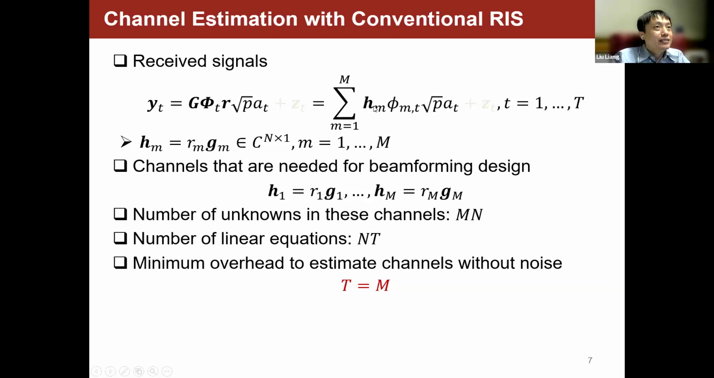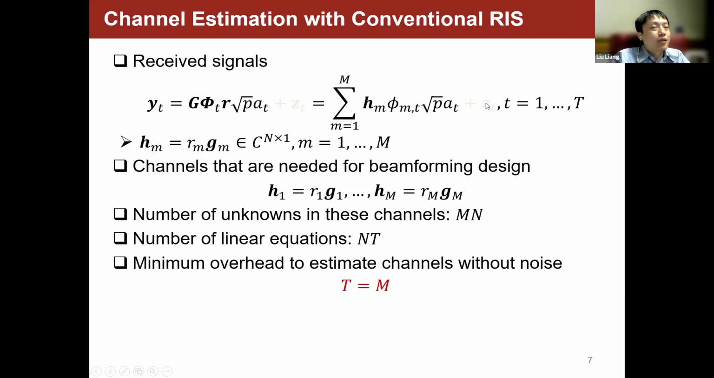And this is well known. I don't need to explain this in detail, but the thing is that we need to estimate M cascaded channels, h_1 until h_M. And each cascaded channel is an N by 1 vector. We have N antennas at the base station. We have M such vectors. So overall, we need to estimate MN unknowns.